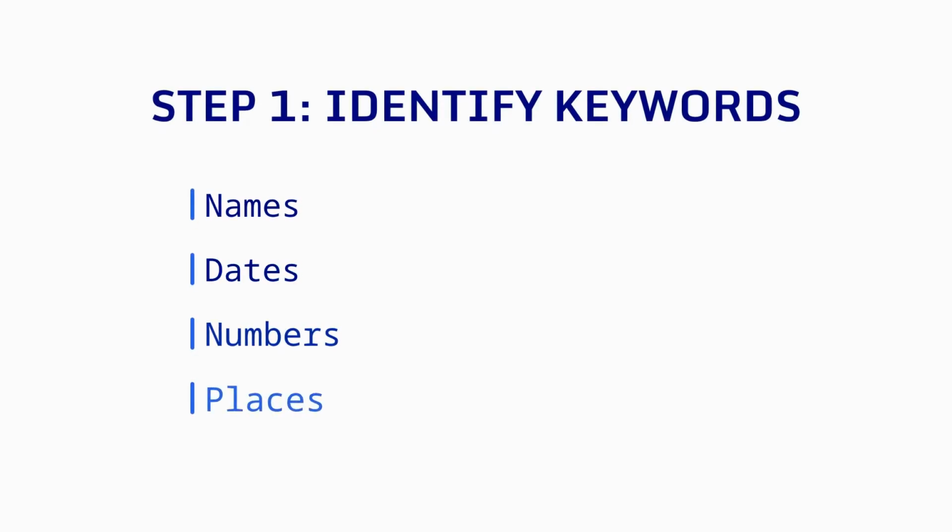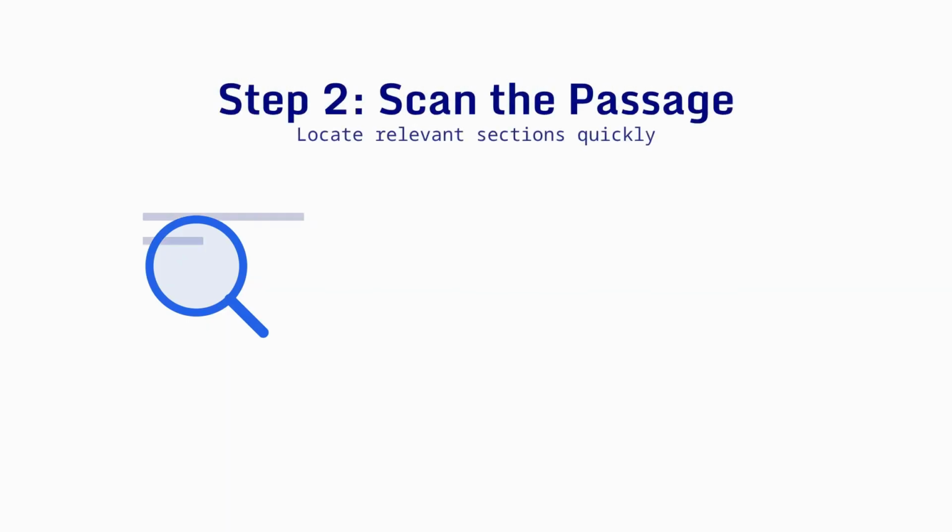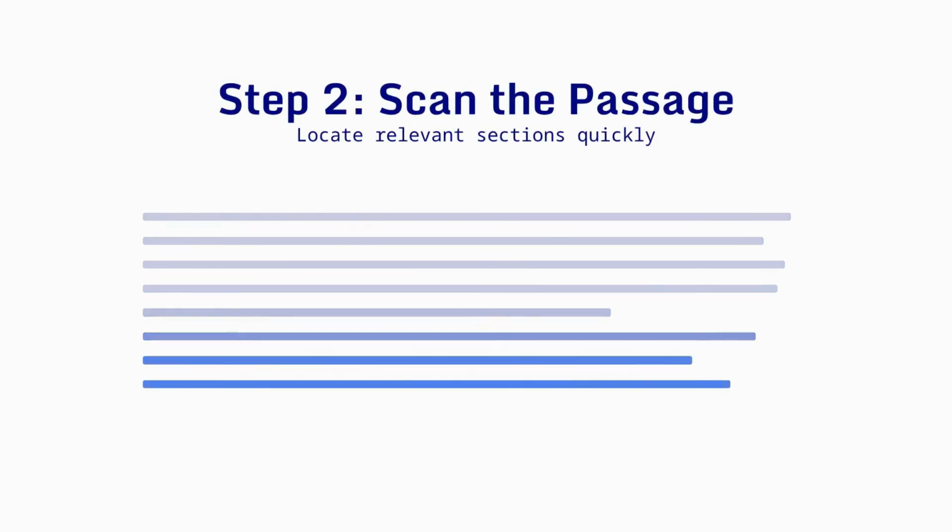Here's a 3-step strategy. Step 1, read the statement carefully and identify the keywords. Focus on names, dates, numbers, places, or any important unique ideas in the sentence. Step 2, scan the passage quickly until you find those keywords or similar synonyms. Don't read the entire passage again. Look for the relevant section where those ideas are mentioned.